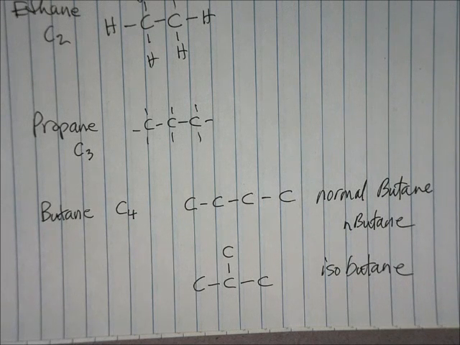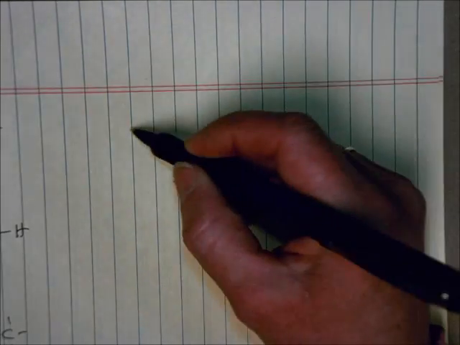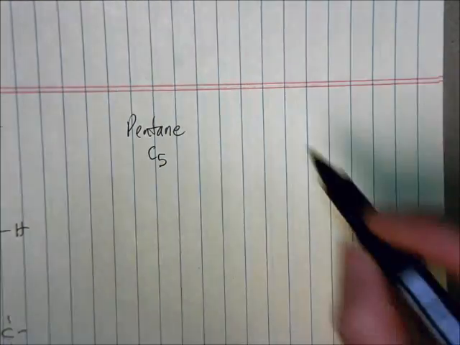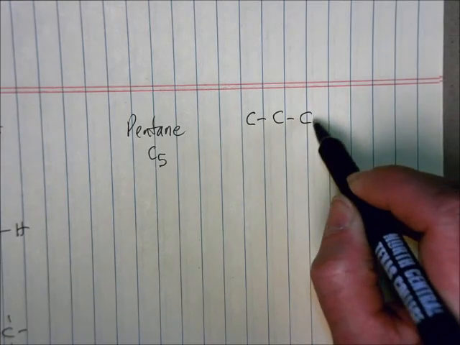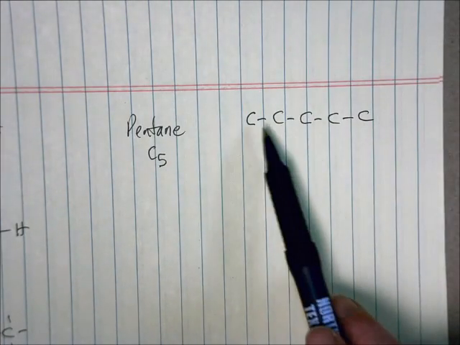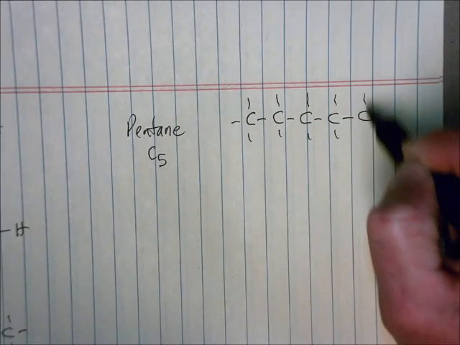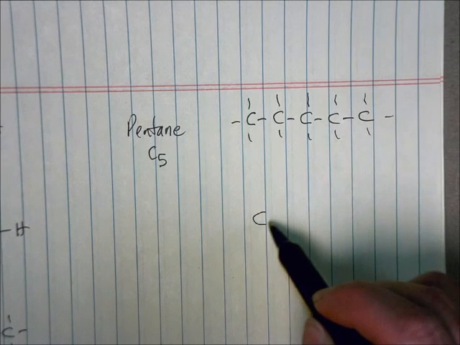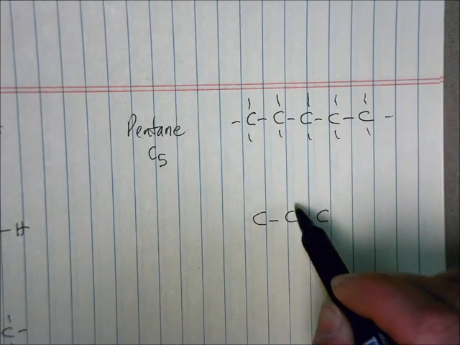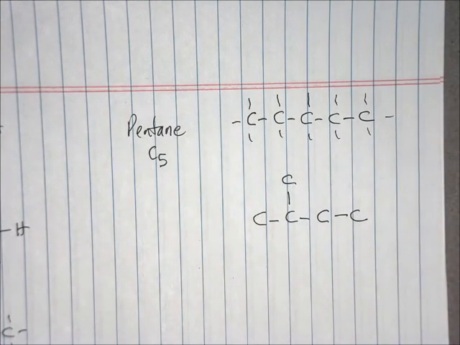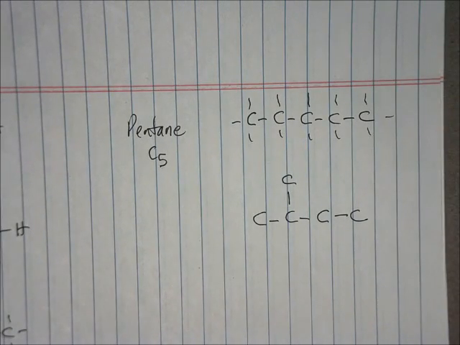You'll notice there's also isopentane and normal pentane, and it's the same kind of thing. Pentane is represented by C5, and normal pentane is just 5 carbon atoms all lined up together, and of course they would be attached to hydrogen atoms. Isopentane, just like the isobutane, has a branch going off of it.